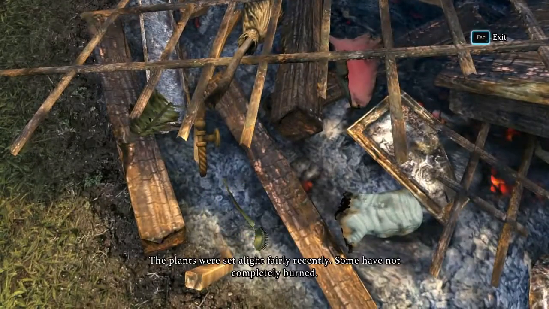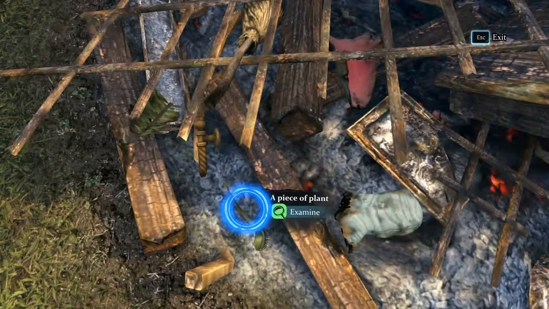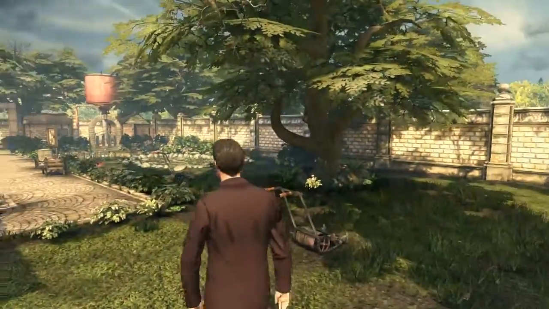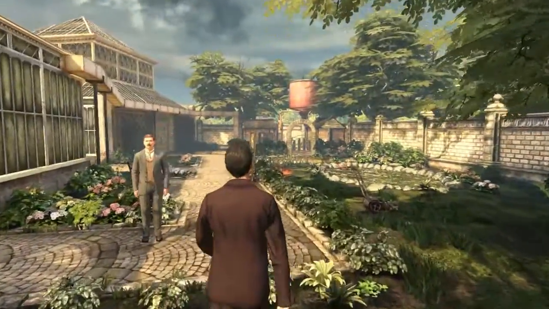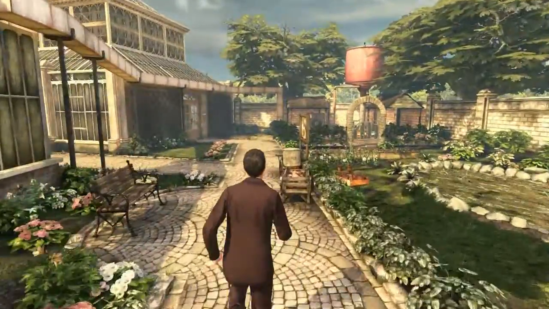The plants were set alight fairly recently. Some have not completely burned. That's the coniferous plant. That's the plant that was in the exhibition. I can't... Like, the game just puts the stuff in, and then it's not part of the puzzle at all.